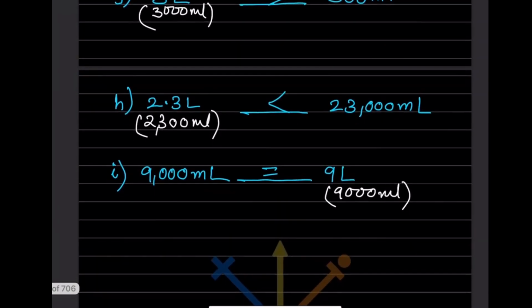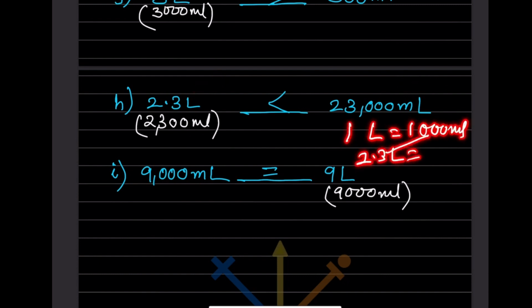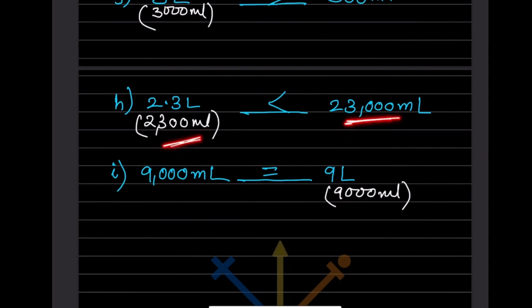So H part. So H1, again this is in liters and this is in milliliters. So 1 liter is 1000 milliliter. So 2.3 liters will be, you have to multiply 2.3 into 1000, which comes out to be 2300. That will be milliliter. So now see here, 2300 milliliter and this is 23,000 milliliter. So definitely this number is going to be bigger. So you have to open the mouth over here.